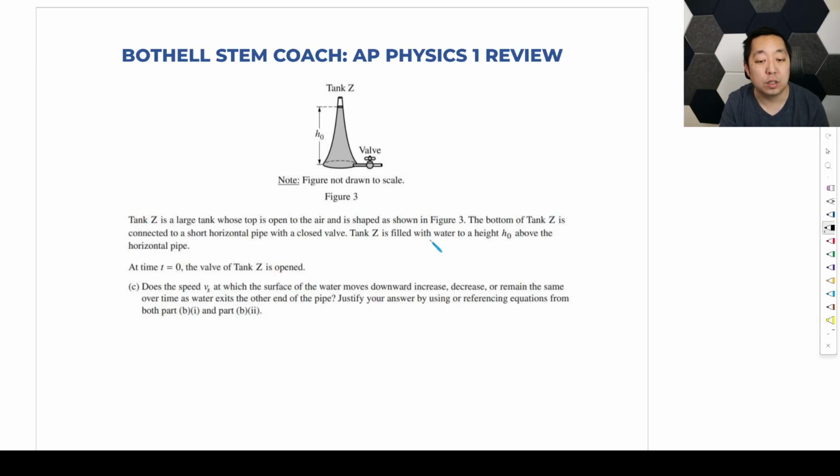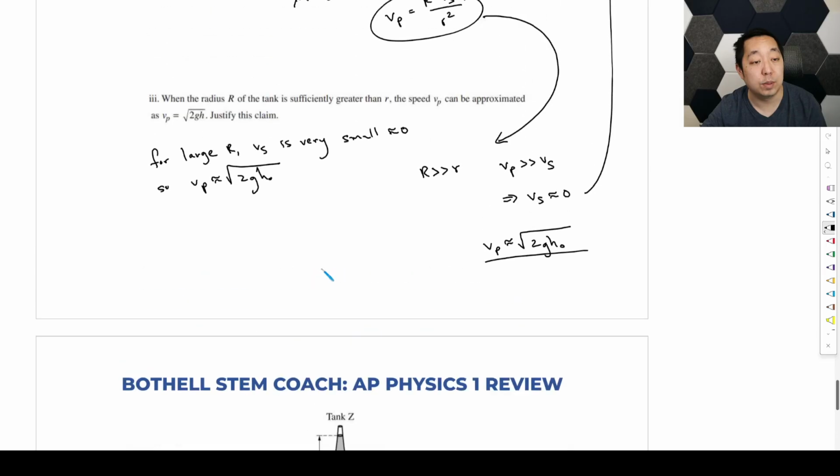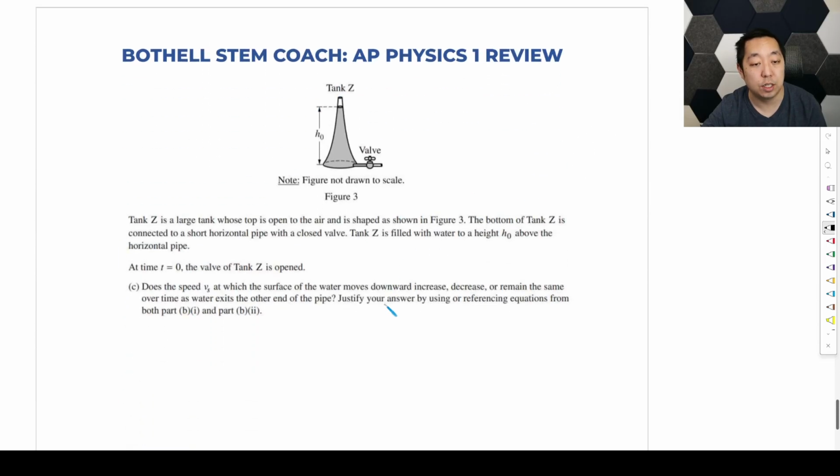Does the speed at which the surface of the water moves downward increase, decrease, or remain the same over time as the water exits the end? Justify your answer by using or referencing equations from both part b1 and b2i. So either of these equations you can take a look at.